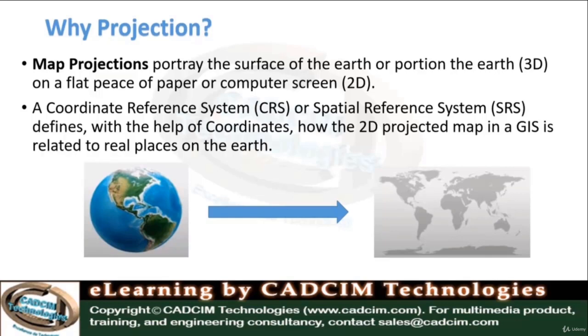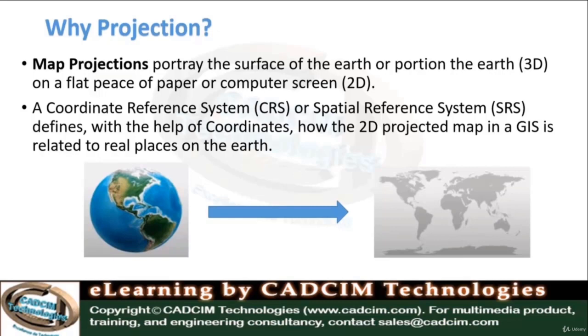Now the problem is that the Earth is 3D. It's a sphere and we often want to present the maps on a flat piece of paper or on a computer screen. Therefore, we need a coordinate reference system or a spatial reference system which defines the translations from 3D to 2D coordinates. So you want to go from the 3D coordinates of the globe to a 2D coordinate system on a computer screen or on paper.